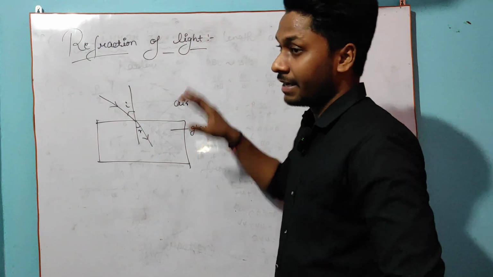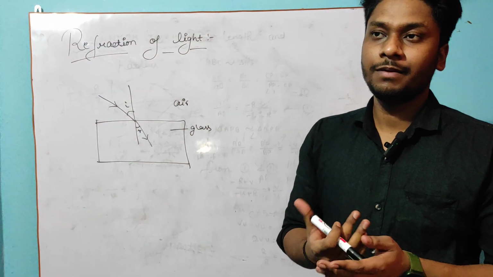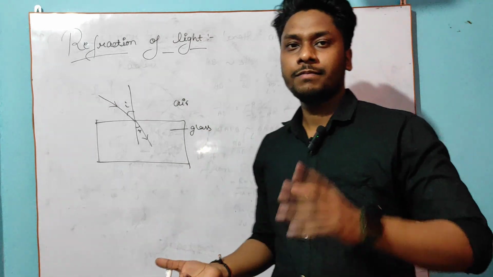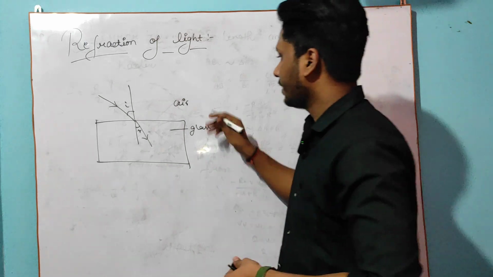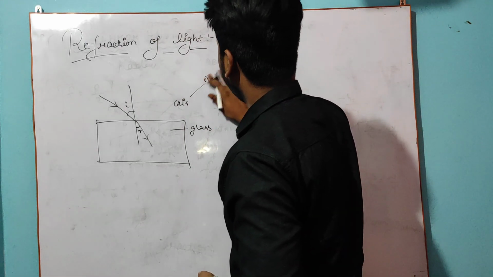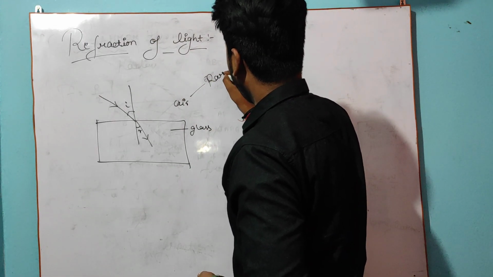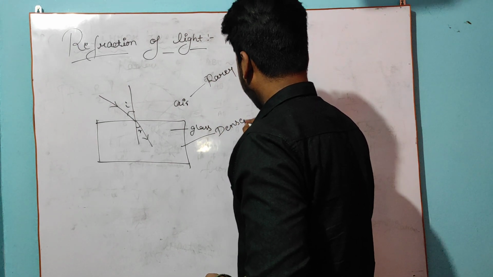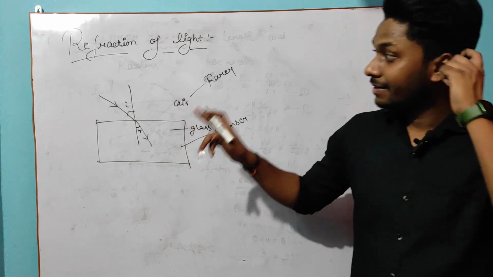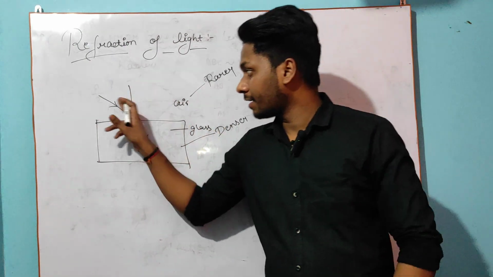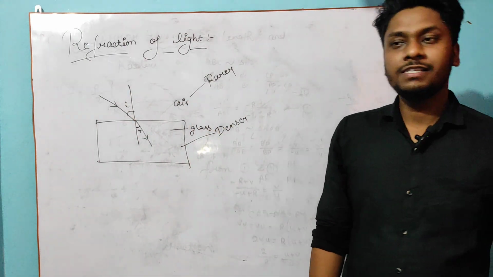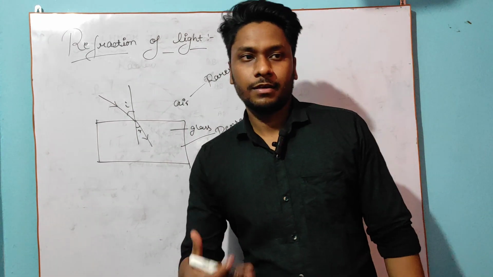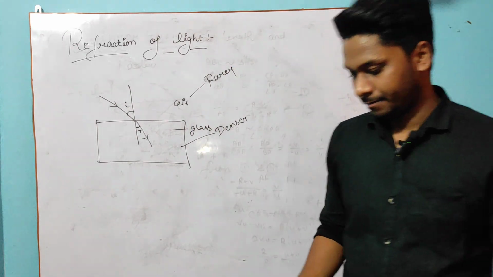Whenever there are two media, one is the rarer medium, in which the density of particles is very low, and the other is the denser medium, in which the density of particles is high. So in this case, this will be the rarer medium and this one is the denser medium. Whenever light travels from a rarer medium to a denser medium, it changes its path, and this phenomenon is known as refraction of light.